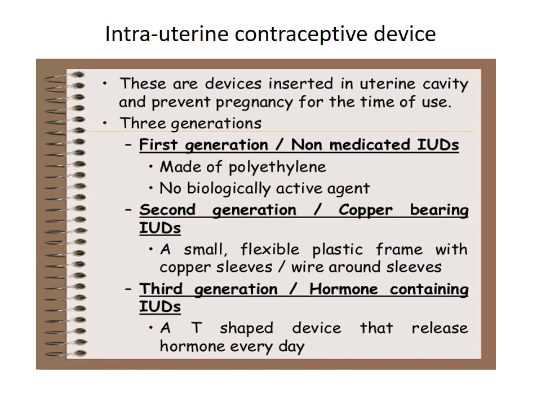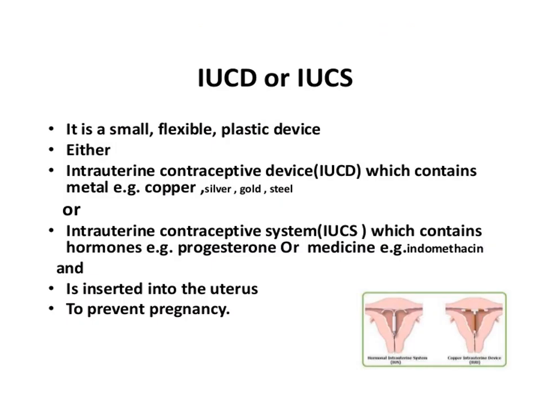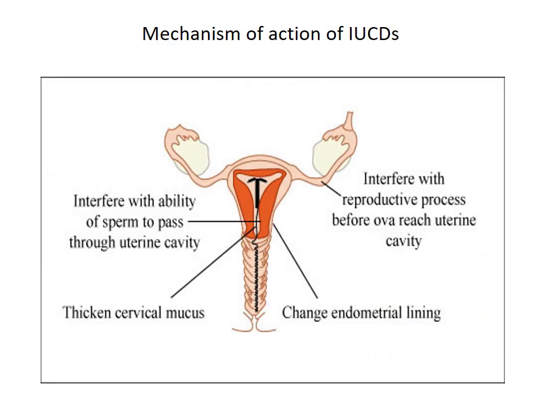One thing is that we have seen that if the hormones estrogen and progesterone are changed, ovulation or fertility gets hampered. So these are flexible devices. Intrauterine contraceptive device, if you're putting some metal, it could be a contraceptive system if you're putting some hormones on that. It is inserted into the uterus to prevent pregnancy.